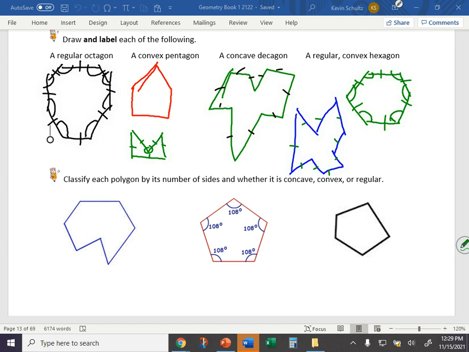The bottom section: classify each polygon by its number of sides and whether it is concave, convex, or regular. Who's got the answer to the first one? Drake. Concave heptagon. If you want to say septagon, that's okay. It's a 7-sided figure, so concave heptagon. It is concave because if you extend one of the sides, it passes inside the polygon.